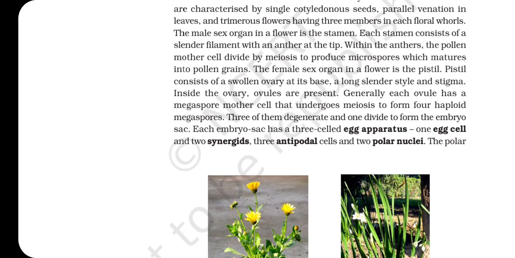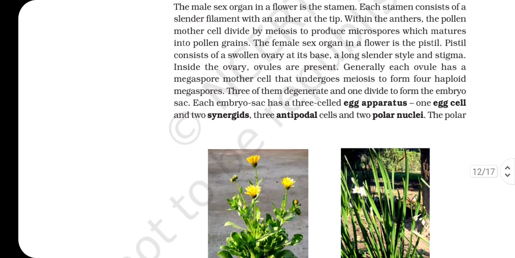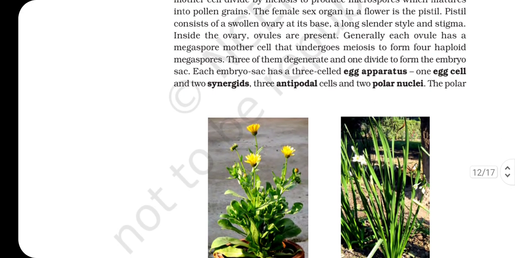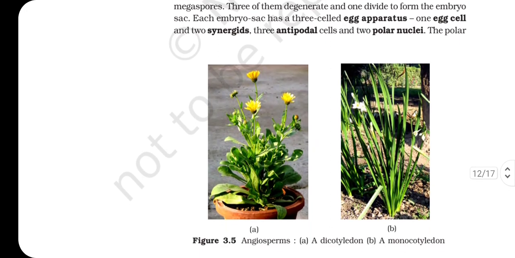Each embryo sac has a three-celled egg apparatus, one egg cell and two synergids, and three antipodal cells and two polar nuclei.